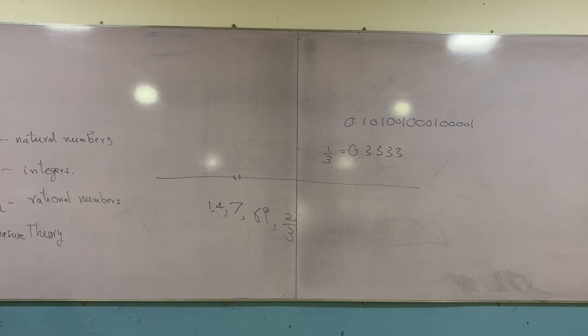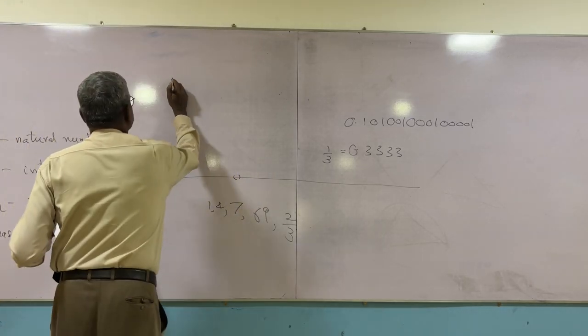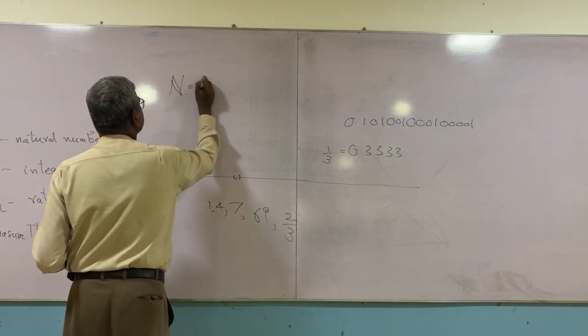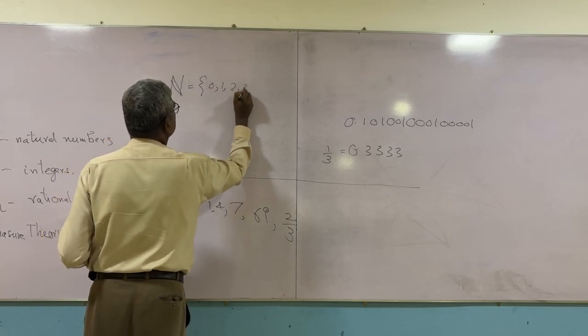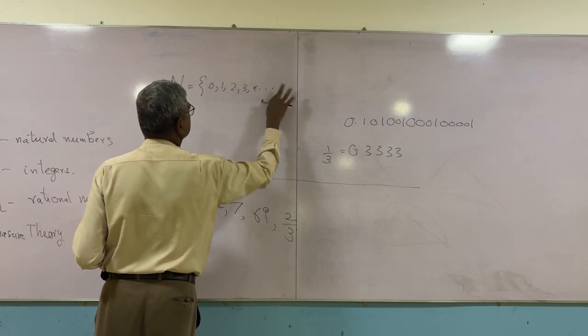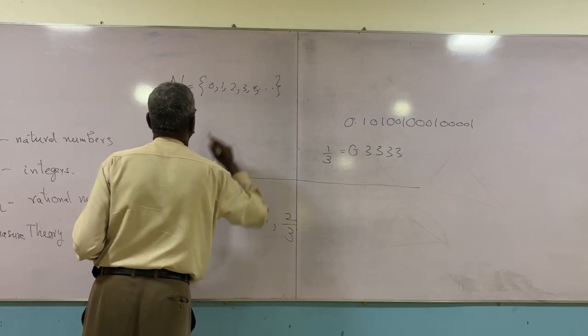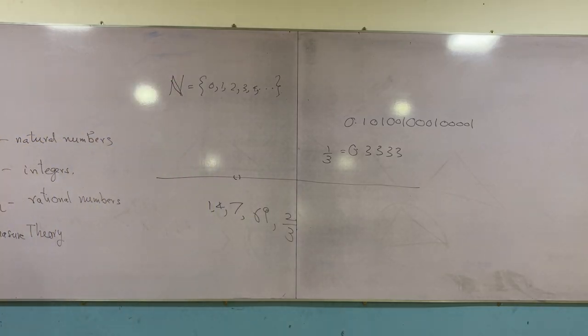So anyway, let's continue here. Q denotes the set of rational numbers and R denotes the set of real numbers. According to this book, N is 0, 1, 2, 3, 4 like this. He has included 0 also, but this is the first book I have seen where 0 is included. I don't include 0 as a natural number.